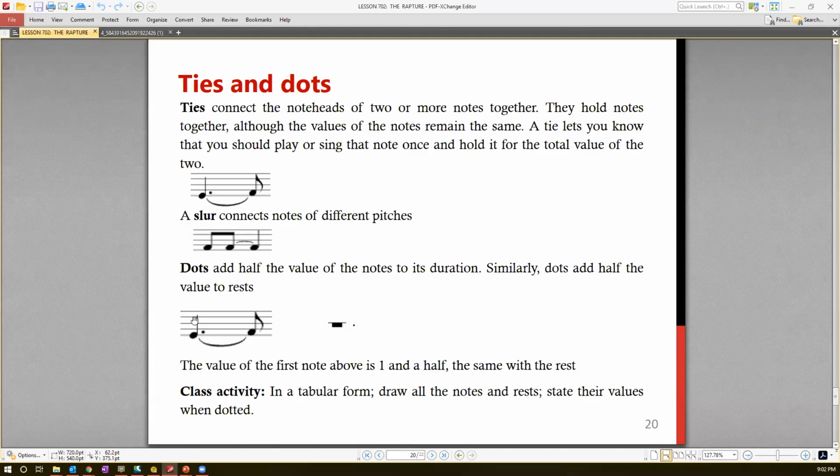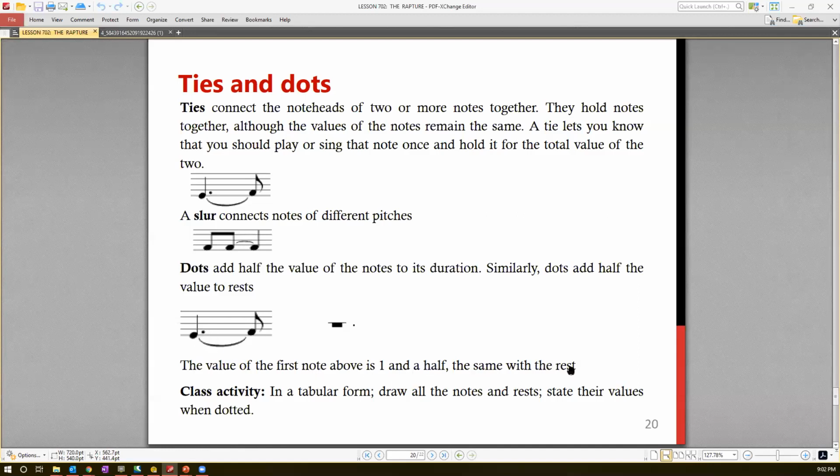So this note here is 1.5 beats. And this note here, there's no dot after it, so we still have it as a 1/2 beat. No, I'm wrong, 1/2, sorry. The value of this first note is 1.5.